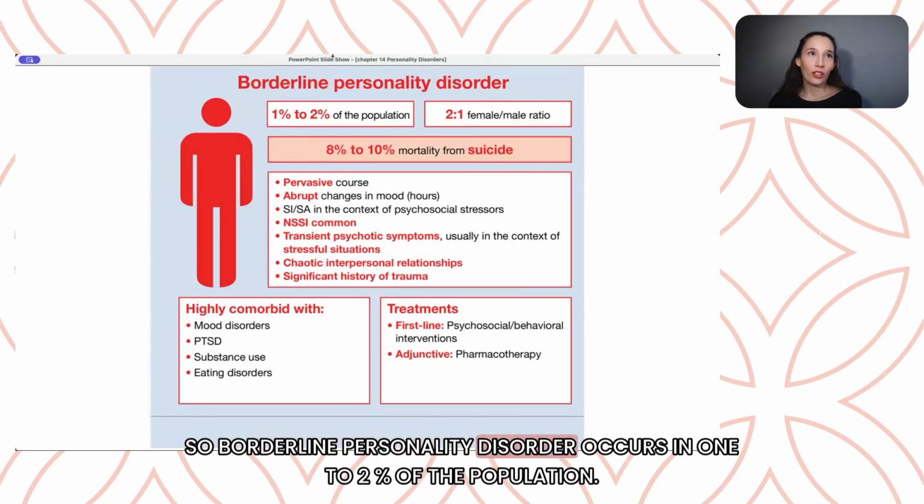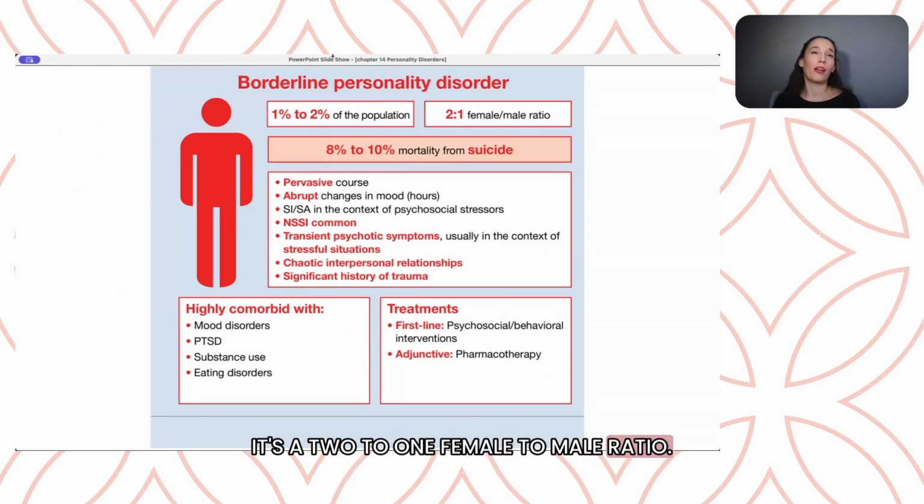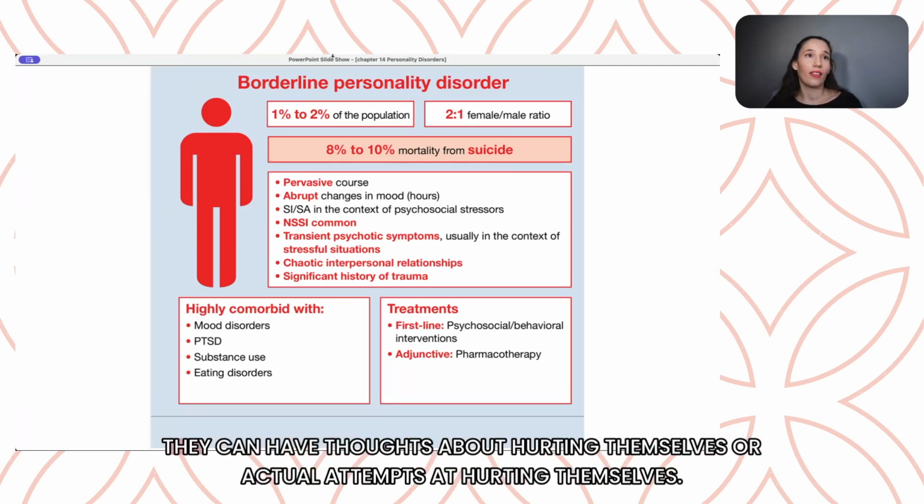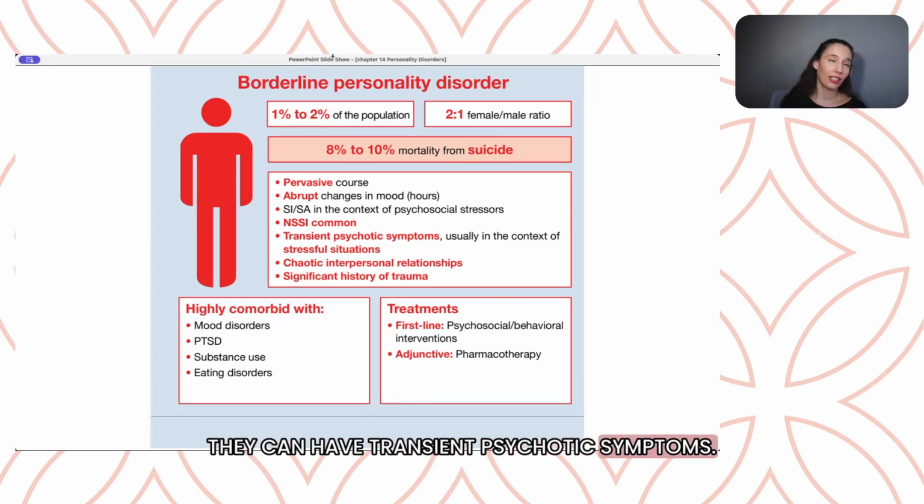So borderline personality disorder occurs in 1 to 2% of the population. It's a 2 to 1 female to male ratio. 8 to 10% can die by self-harming. A perseverative course, abrupt changes in mood, typically changing within the hour. They can have thoughts about hurting themselves or actual attempts at hurting themselves. They can have transient psychotic symptoms.